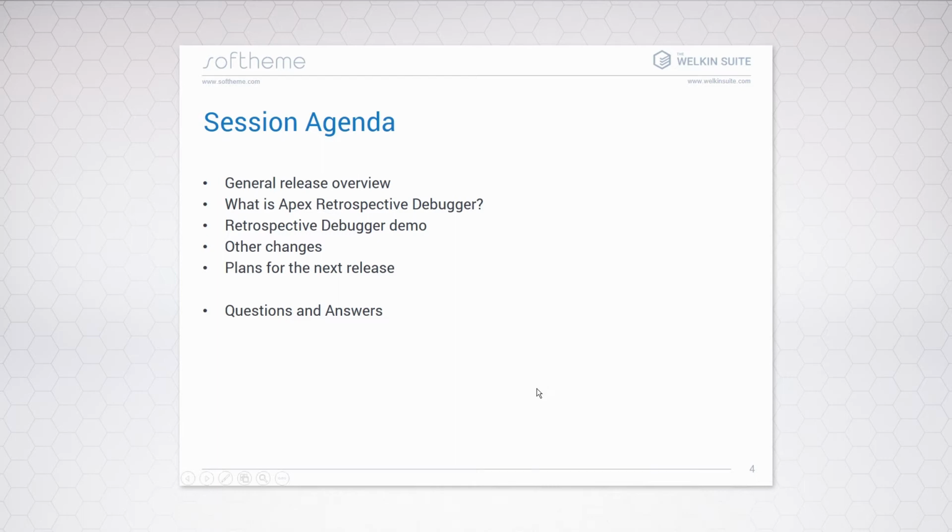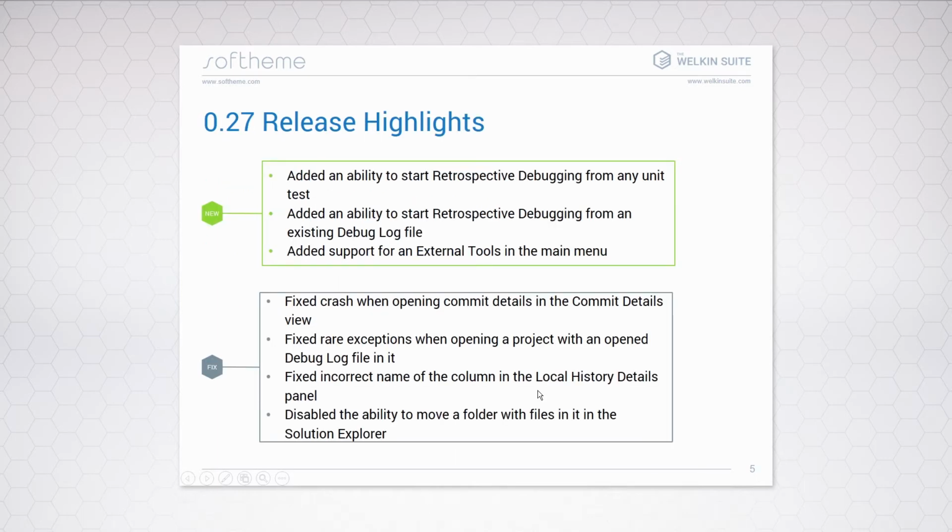At a high level, what we have done concerning the retrospective debugger, we made it so you can start it from any unit test or any existing debug log file. Another cool thing we did was we added support for external tools in the main menu. And of course, there are always some housekeeping tasks to do. So we fixed some issues that were causing crashes when opening commit details. We fixed an issue that was throwing a rare exception when opening a project with an opened debug log file in it. And we also took care of an incorrect name of a column in the local history panel.